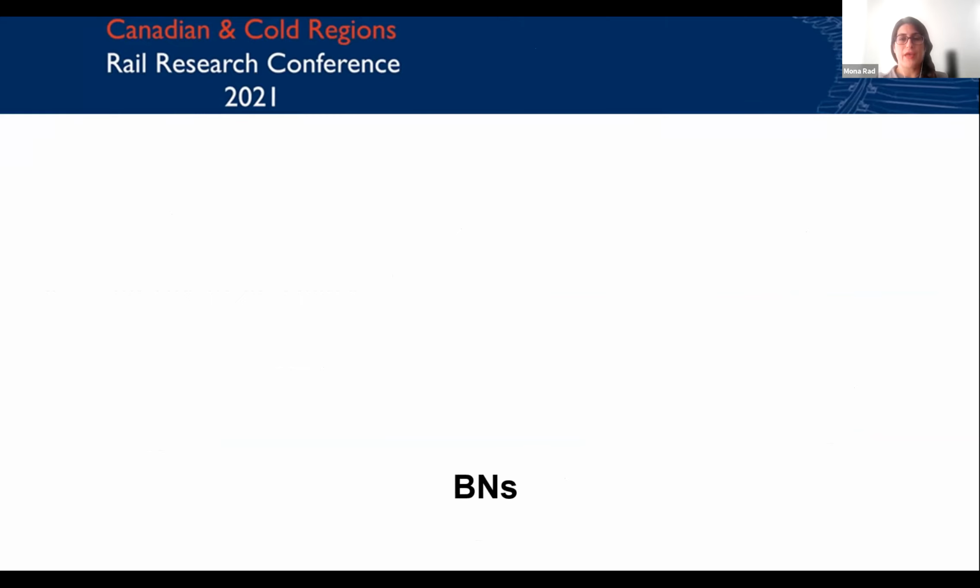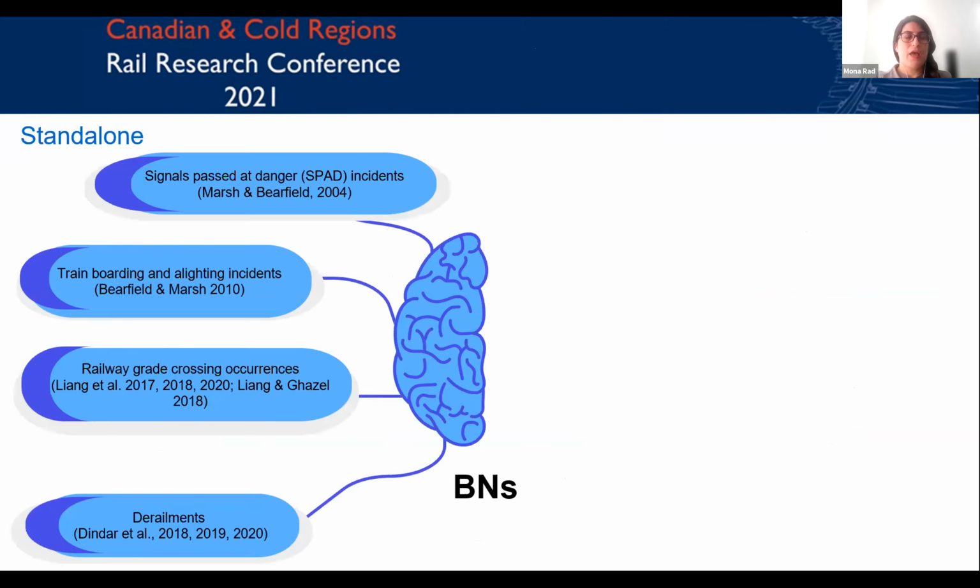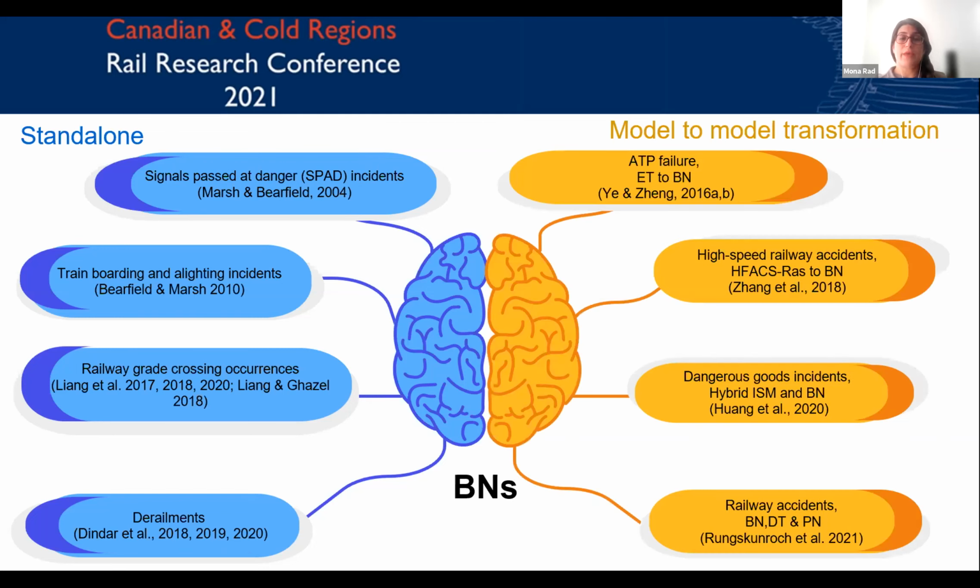For example, for the Bayesian networks model, we can see that some researchers use the Bayesian networks as a standalone approach to model signal passed at danger incidents, train boarding incidents, railway grade crossing occurrences, and derailments. While some other researchers use the Bayesian networks as a model-to-model transformation, for example, for modeling ATP failures.